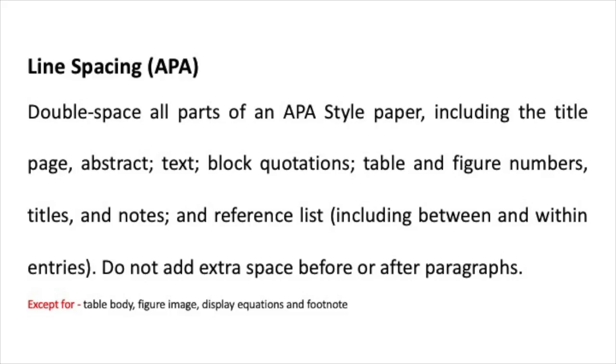Then coming to line spacing. According to APA, double space the entire paper, including the title page, abstract, text, headings, block quotations, reference list, table and figure notes, and appendix. So the complete work has to be double spaced as per APA. And the only exceptions are in the case of footnotes. In the footnotes, we have to follow the default format in the word processing software. Text within the tables and figures also can be used with a single space.